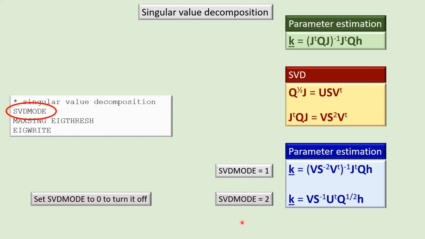Set SVD mode to 0 to disable singular value decomposition altogether, in which case PEST will use another mechanism to invert this matrix. If there's no LSQR section, it will use a Gaussian elimination method, which is slow and cannot accommodate singularity of that matrix very well at all. However, if there's an LSQR section in the PEST control file, that could be used instead, as we'll discuss in a moment.